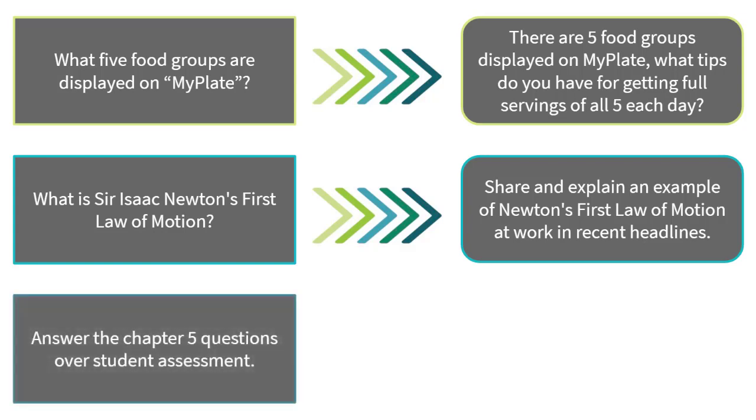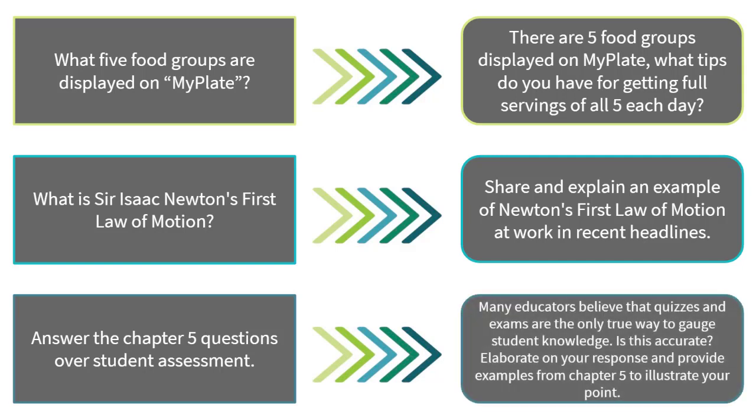Or take chapter questions that ask for regurgitated answers or answers that everyone will likely answer in the same way, such as answer the chapter 5 questions over student assessment. And turn it into a question that requires analysis and application of the chapter information, such as many educators believe that quizzes and exams are the only true way to gauge student knowledge. Is this accurate? Elaborate on your response and provide examples from Chapter 5 to illustrate your point. No matter what your subject area, discussions should be relevant, authentic, and intentional.